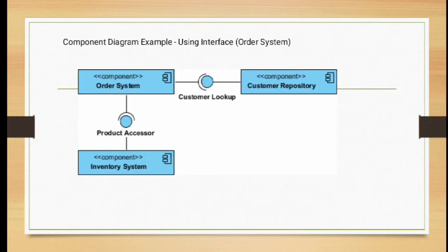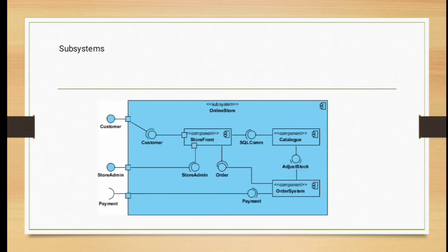Next is the component diagram using interfaces. Product assessor and customer lookup are the interfaces for the components order system, customer repository, and inventory system. A subsystem of the component diagram can be represented in this way. This is the flow where the customer has the storefront as well as the catalog or order system. All these components consist of the store admin and order as an interface which goes to the port to the store admin. Then payment as well as SQL command. These are all in a component diagram.